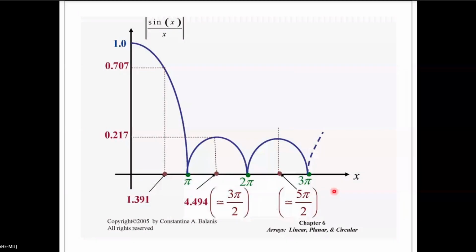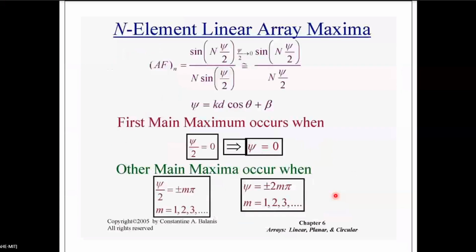Any questions? This is for the second equation of array factor, sin x by x. Any questions? No, sir. Okay.